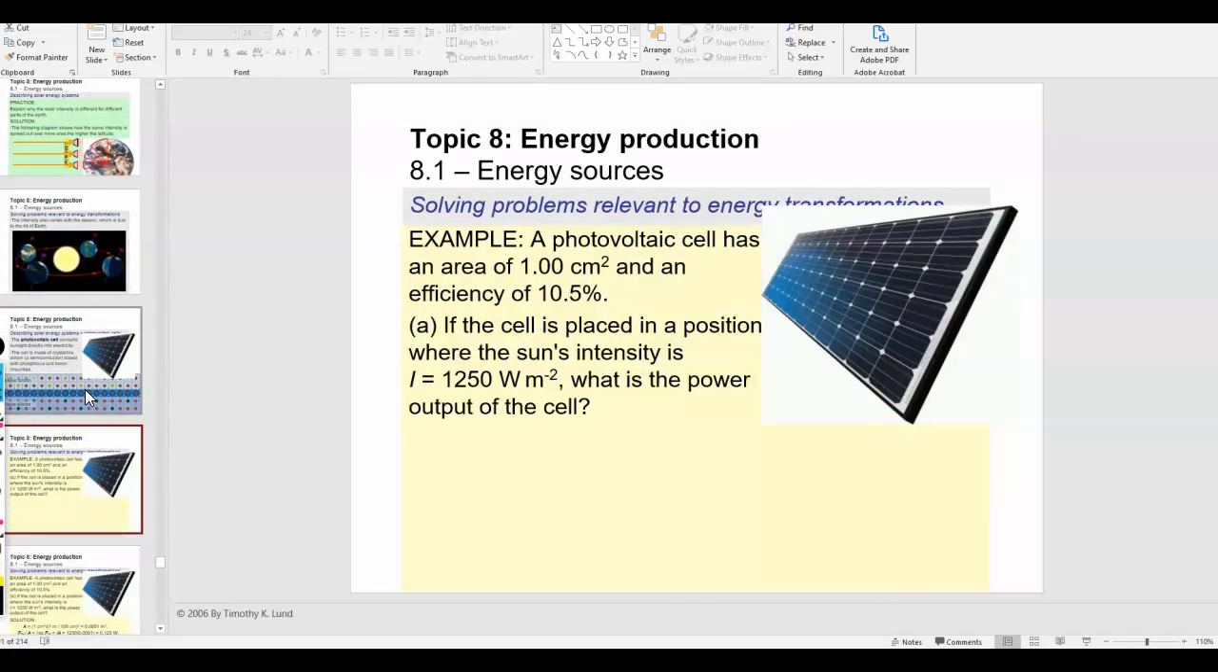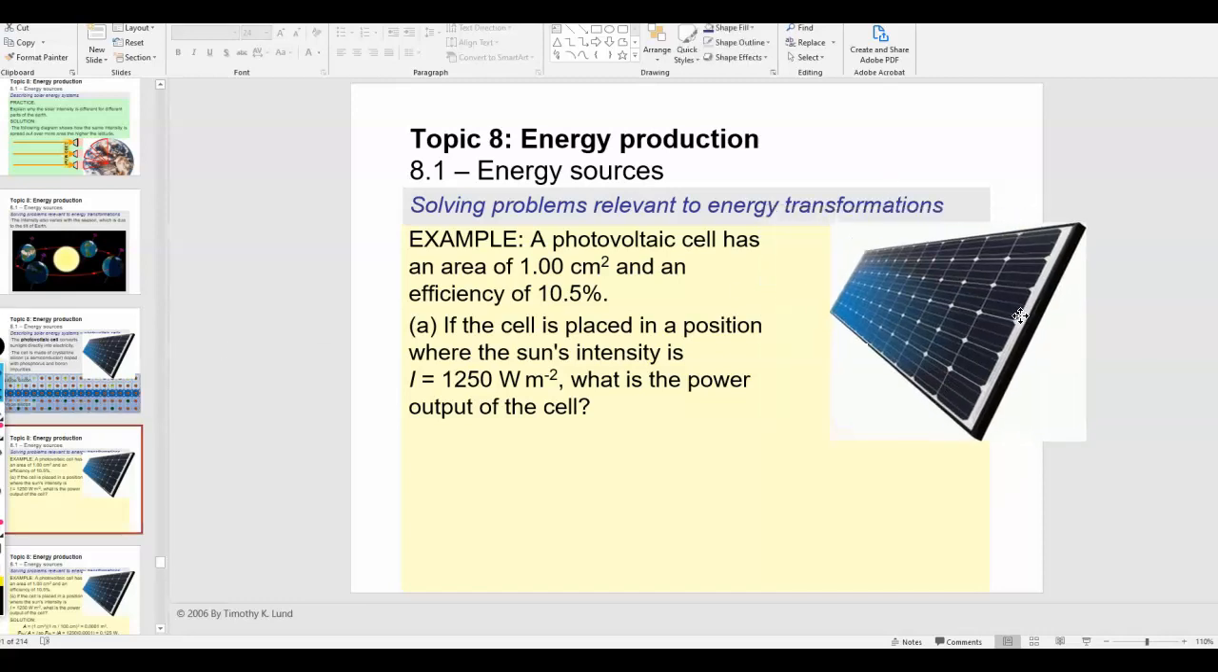All right, so you don't need to know how a photovoltaic cell works. Let us do a simple example with solar calculation though. This says a photovoltaic cell has an area of 1 square centimeter and efficiency of 10.5%. If the cell is placed in a position where the sun's intensity is 1250 watts per square meter, what is the power output from the cell?